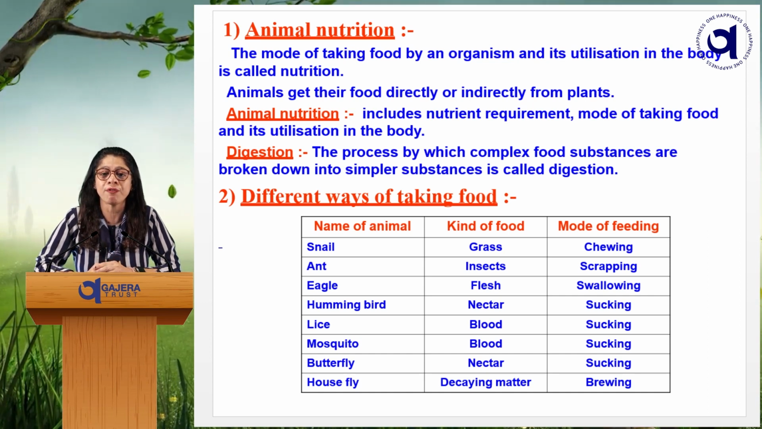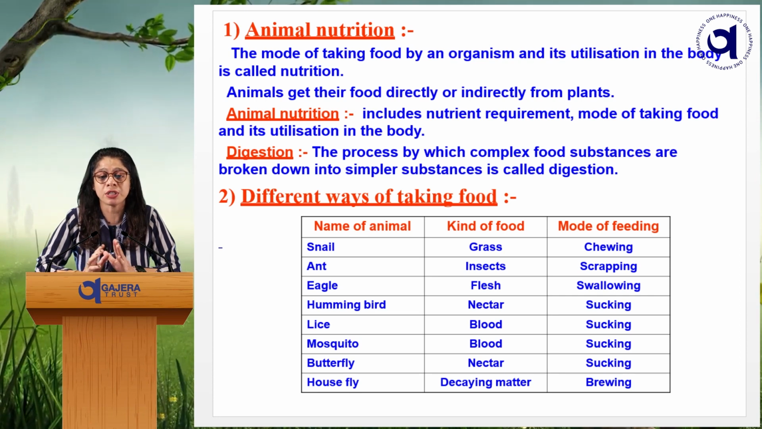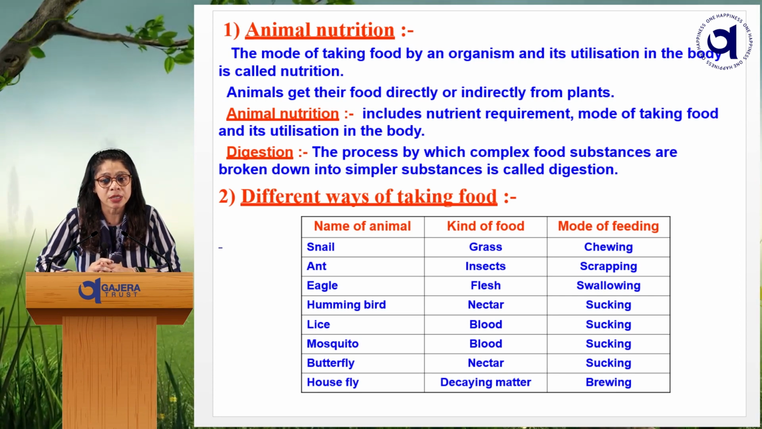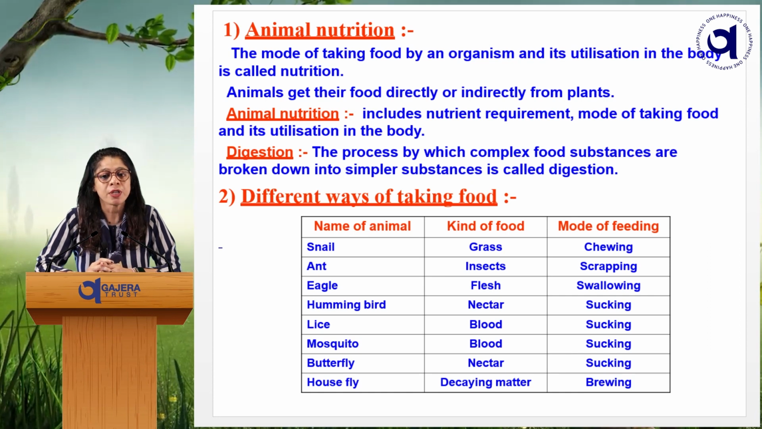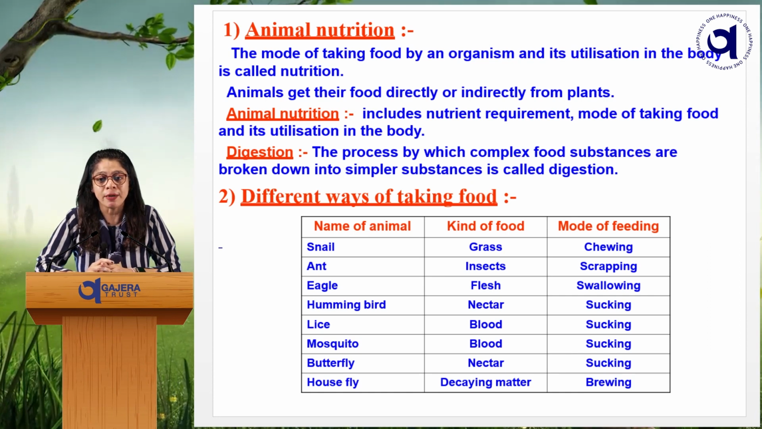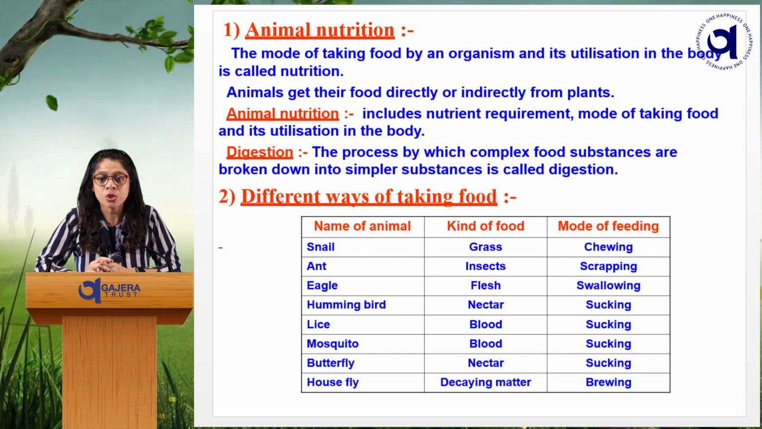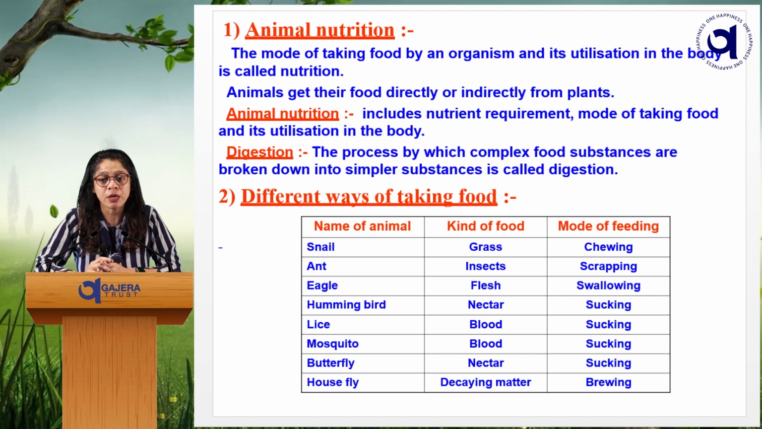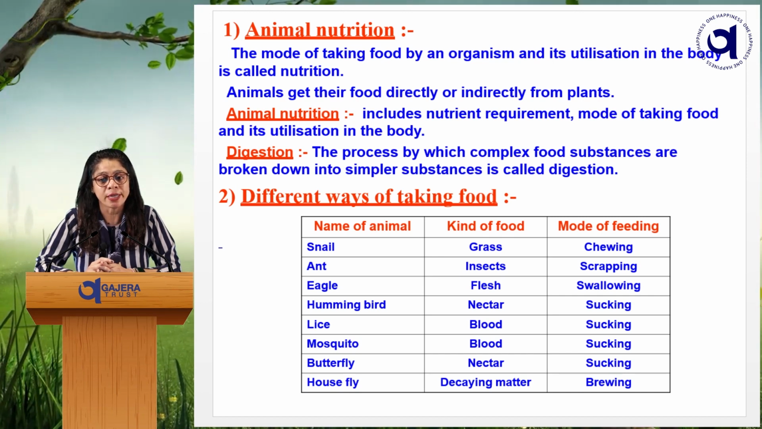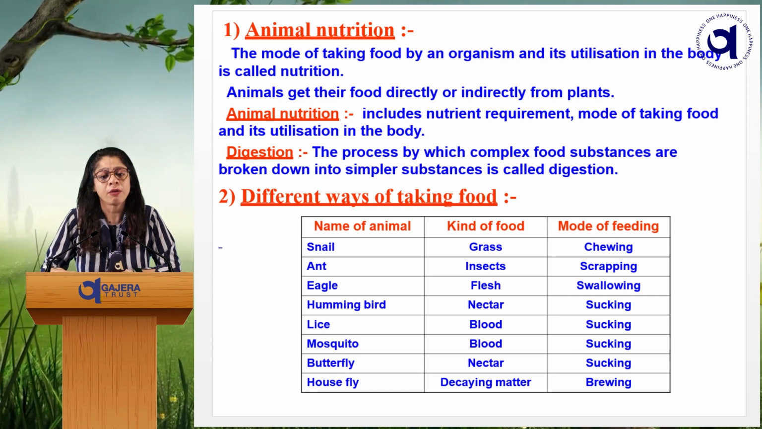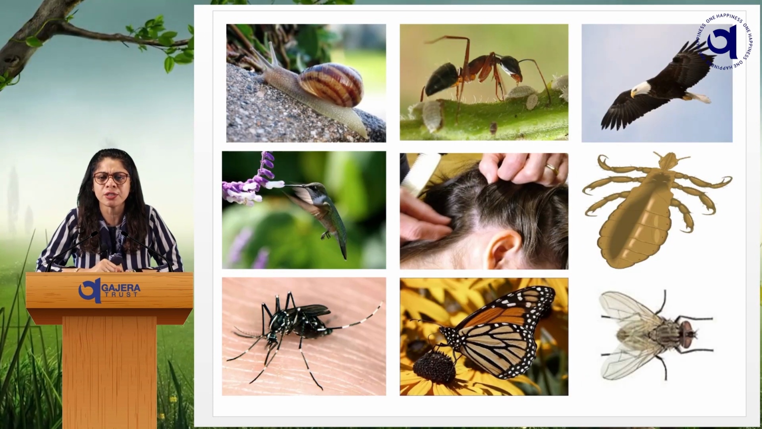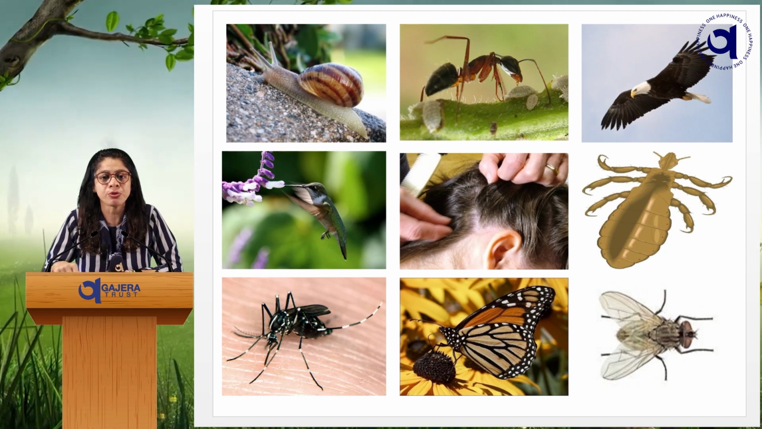Students, you can see here different ways of taking food. So, these are the tables. Name of animals, kind of food, mode of feeding. Snail, grass, chewing. Ant, insects, scraping. Eagle, flesh, swallowing. Hummingbird, nectar, sucking. Lice, blood, sucking. Mosquito, blood, sucking. Butterfly, nectar, sucking. Housefly, decaying matter, sponging. Right? So, see these pictures, my dear students, that I have explained to you right now.